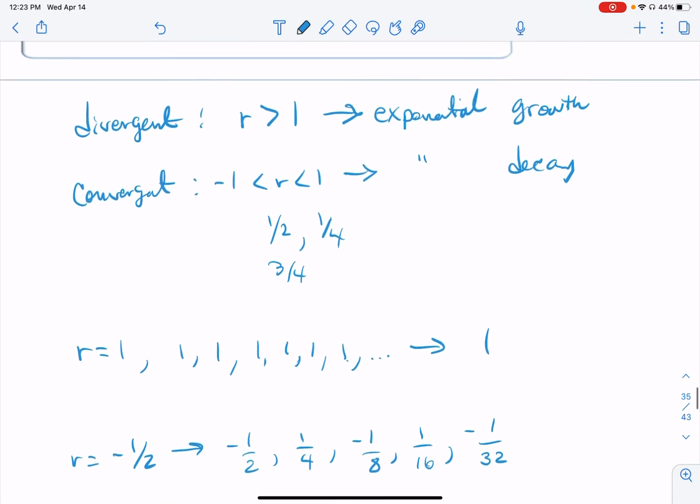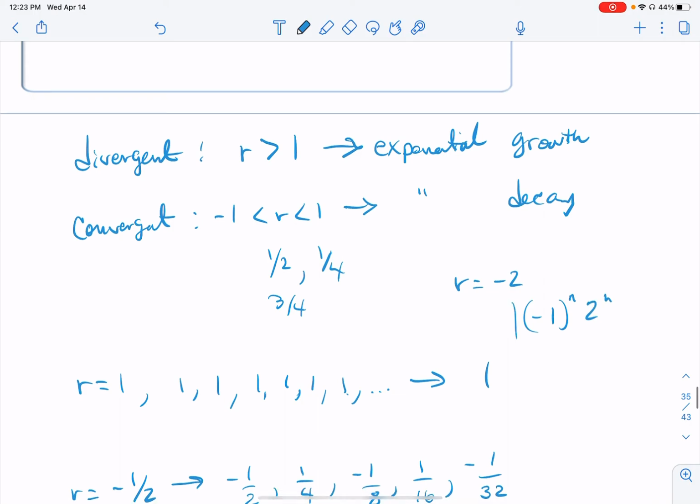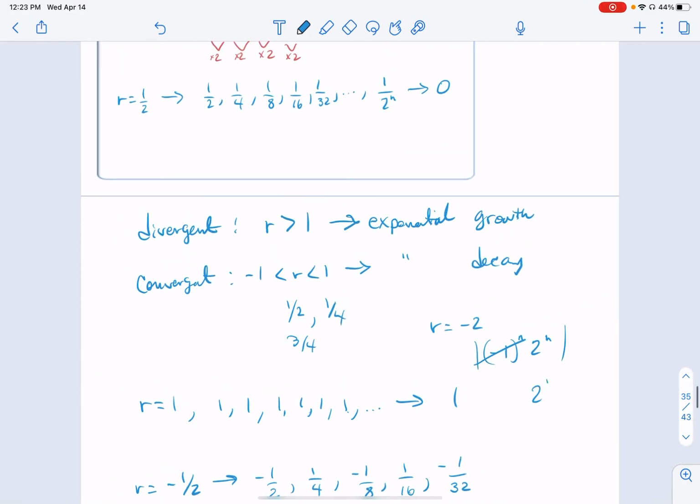Anything beyond that, like to the left of it, if you had, say, R is equal to a negative 2, then again it's like a negative 1 to the nth power times 2 to the nth power. You take the absolute value of that, that gets rid of the alternator and just makes that 2 to the nth power, which is not going to converge. Right, that one will diverge.